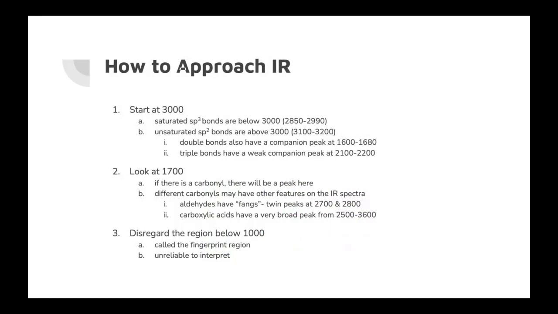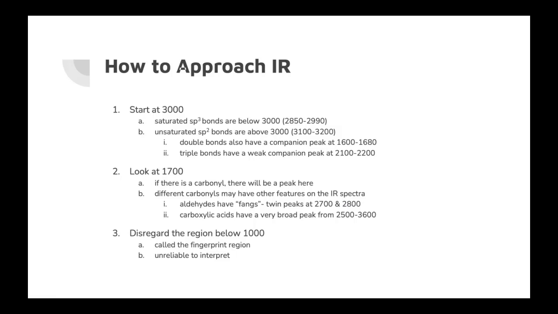There are a few ways to approach IR. The first thing we usually do is start at 3000. That's where your carbon-hydrogen bonds will be. So saturated molecules, for example, a straight carbon chain will have its peaks just below 3000. If there's any unsaturation in the molecule, for example, double bonds, triple bonds, those will have their peak a little bit above 3000, and then they might also have companion peaks later on in the spectrum, which we will show in a little bit. Another big area is 1700.